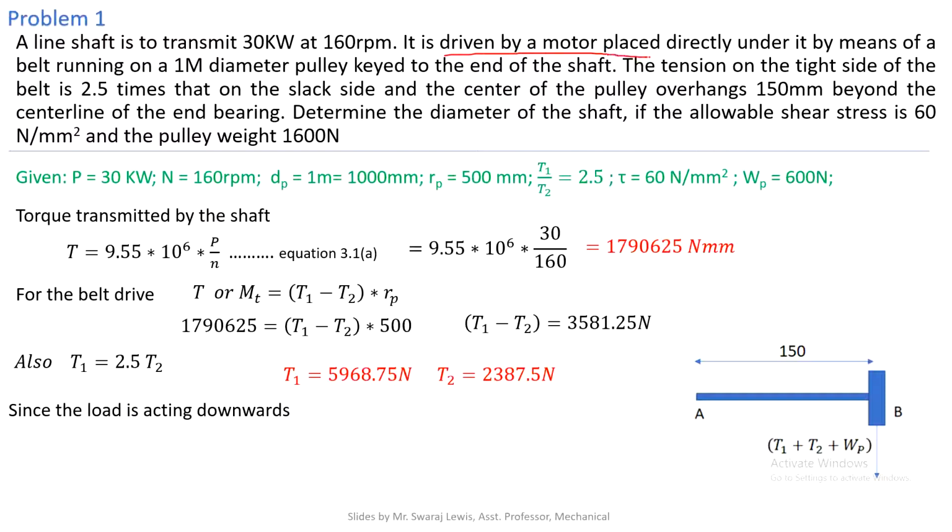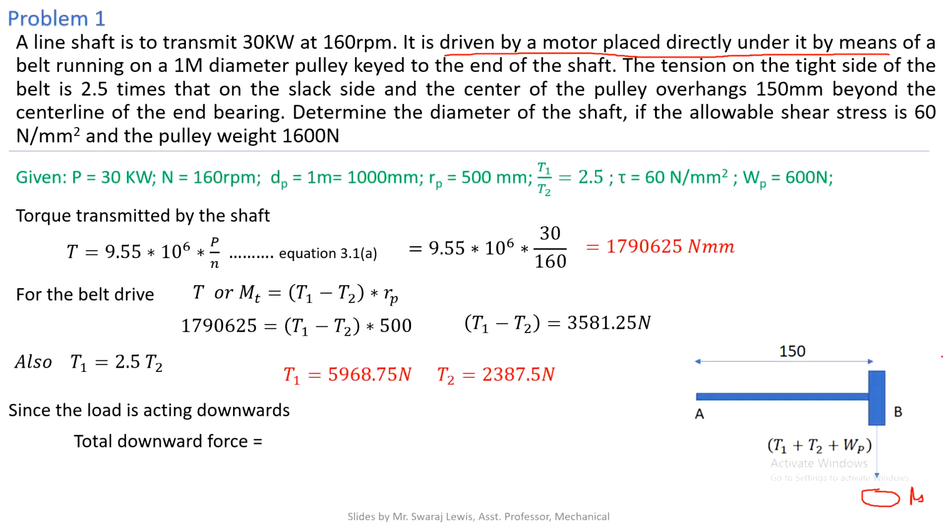It is driven by a motor placed directly under it. So something below is rotating it. Because of the belt connected to the motor below, it will pull the entire pulley downwards. So what is the stress acting on the shaft because of the pulley acting downwards?